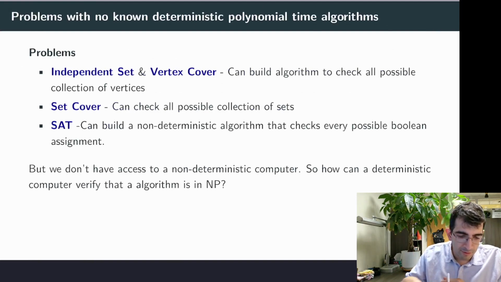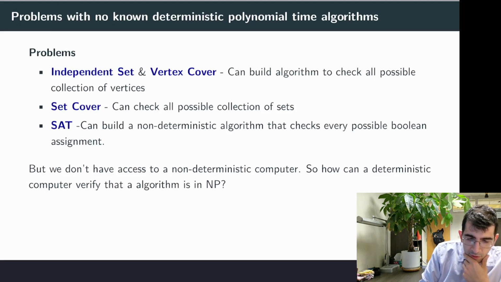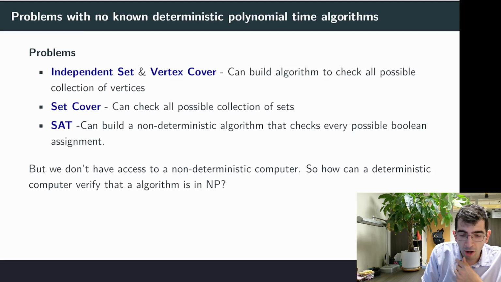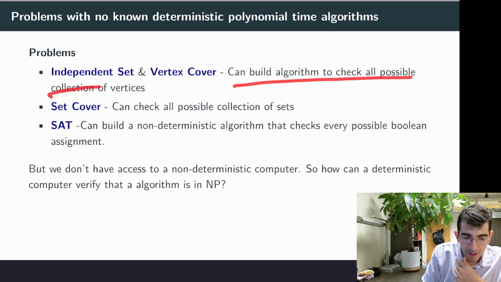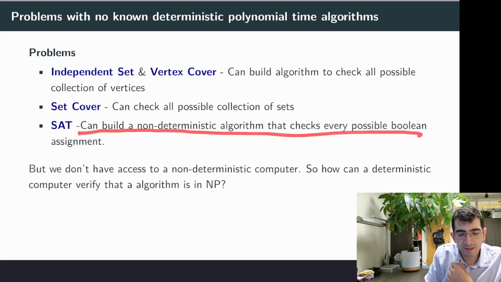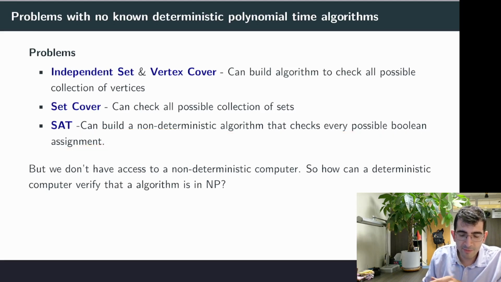So as I said, with independent set and vertex cover, the non-deterministic algorithm would simply be to check all possible collections of vertices. With set cover, it's pretty much the same thing as vertex cover. You could check all possible collections of sets, and with SAT, you could build a non-deterministic algorithm that checks all possible Boolean assignments. Okay, so that's great.